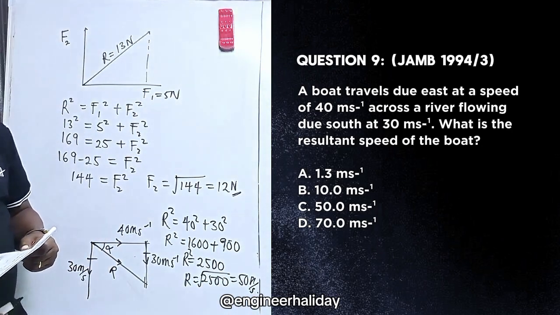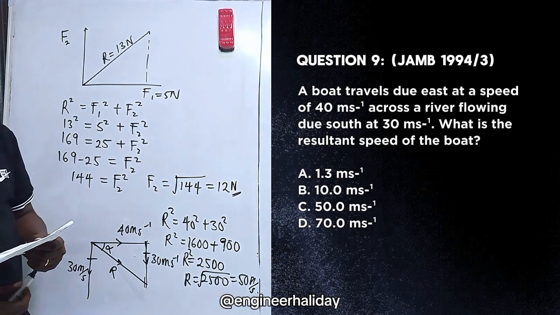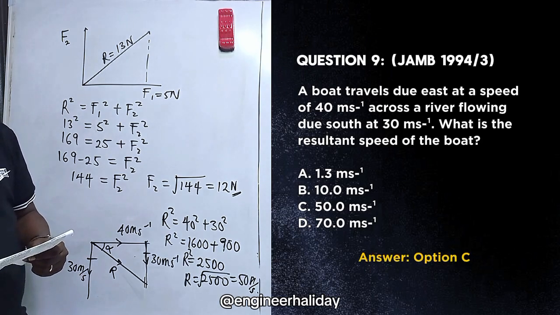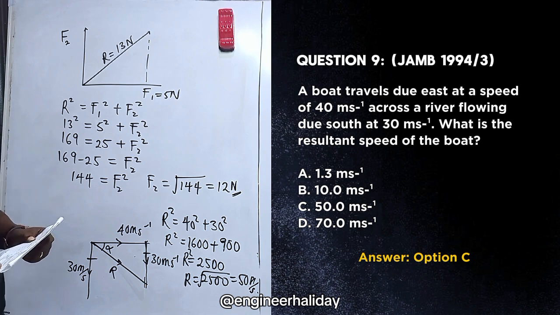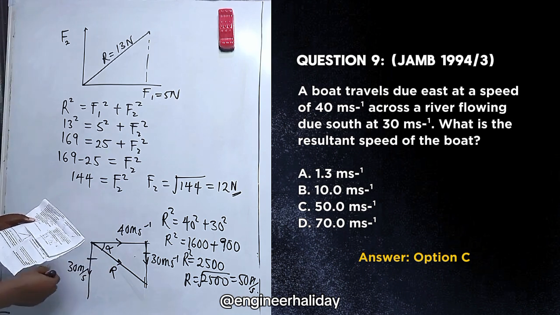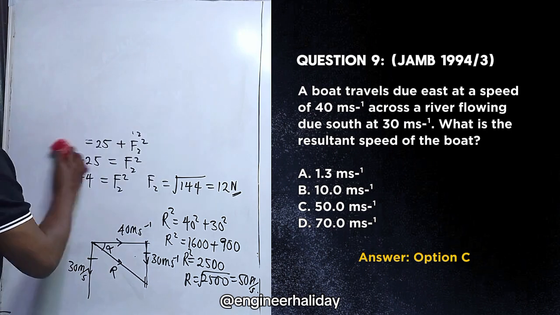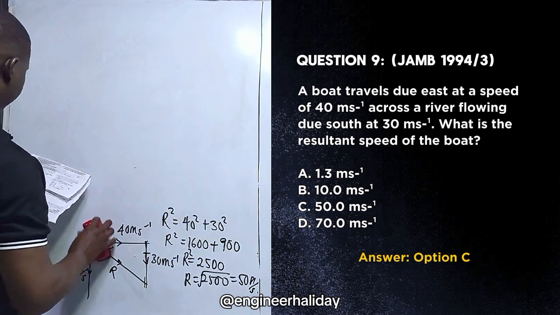A is 1.3 meters per second squared. B is 10.0 meters per second squared. C is 50.0 meters per second squared. D is 70.0 meters per second squared. So the answer is 50, option C. Now let's go to the next one, number 10.